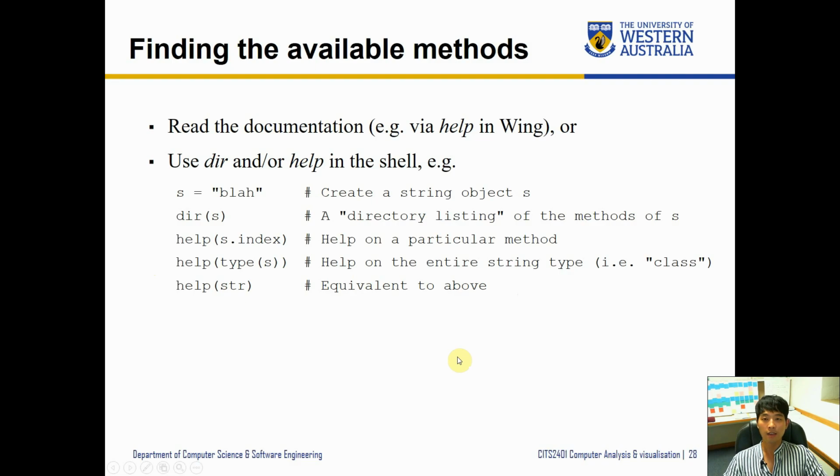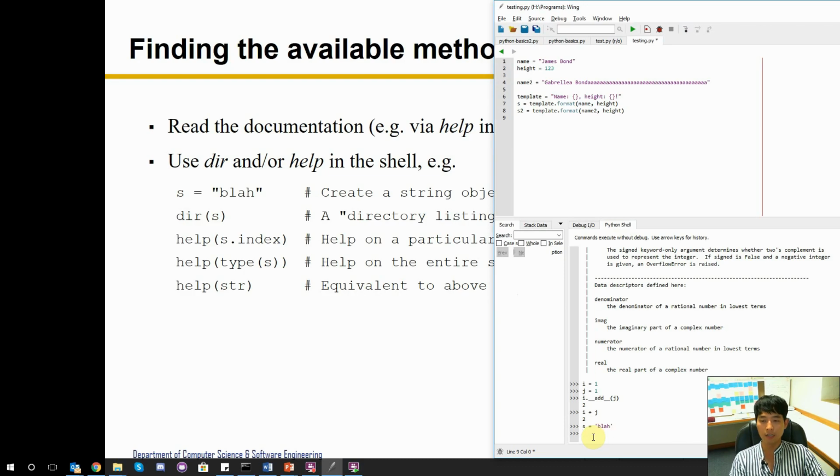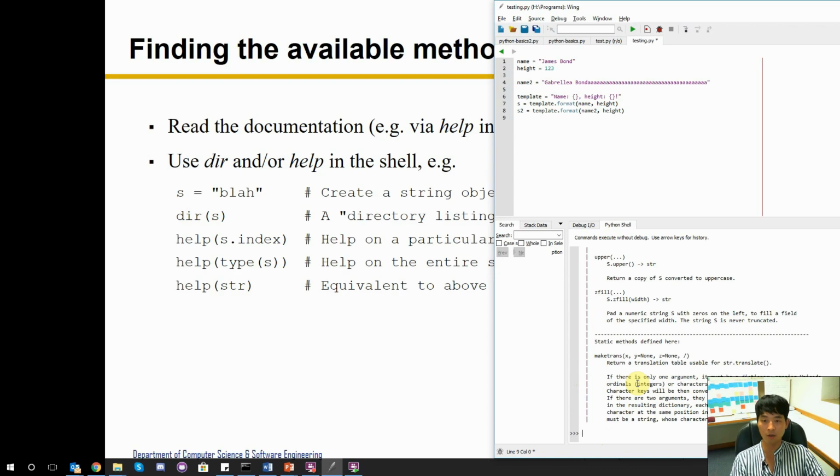Okay. And finding the available methods I have quickly shown you before, but this is the summary slide. So basically you can create something, so s equals blah. And then I can look at help s. Oh, actually, you have to look up the type in new Python, possibly. So let's go help string, because we know that s is type string. This shows the help for string.